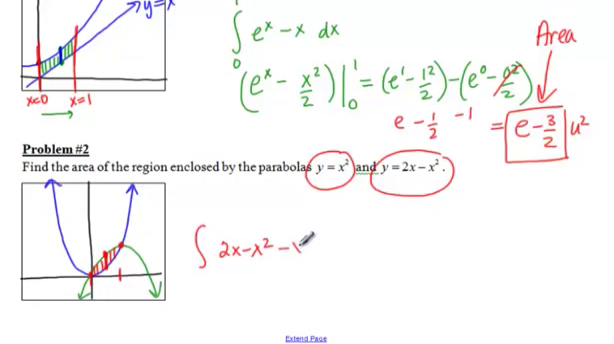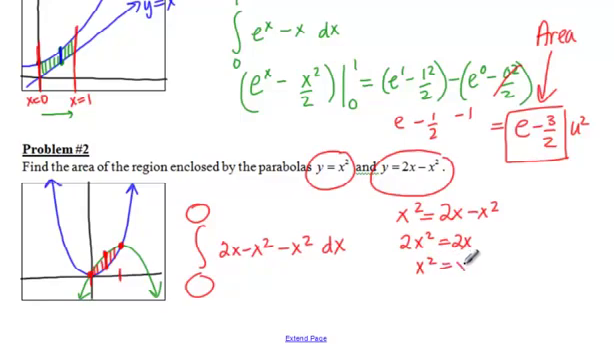So we're going to subtract the bottom curve, and we're going in the x direction, but we still need these limits of integration. So we need to figure out what our intersection points are here, and we want the x values. So we're going to set these two curves equal to each other. x squared equals 2x minus x squared. If we add the x squared to both sides, we get 2x squared equals 2x, which means x squared equals x.